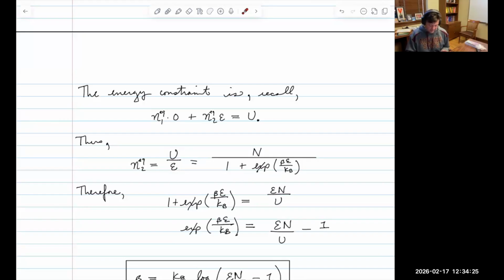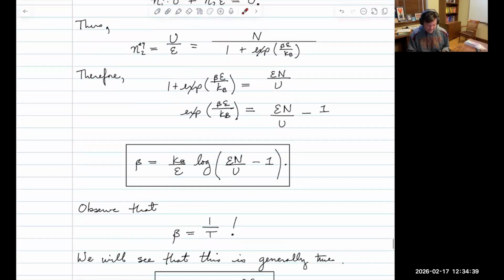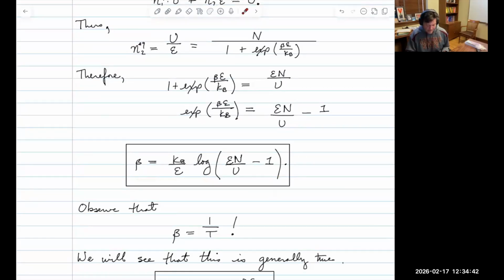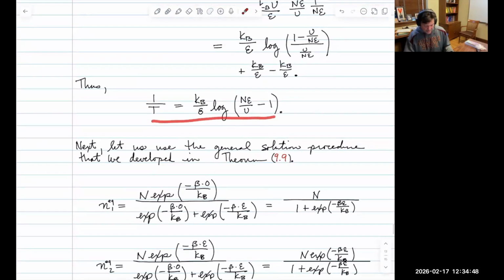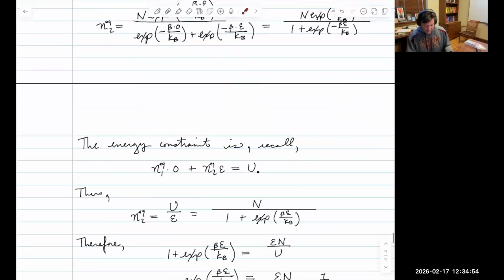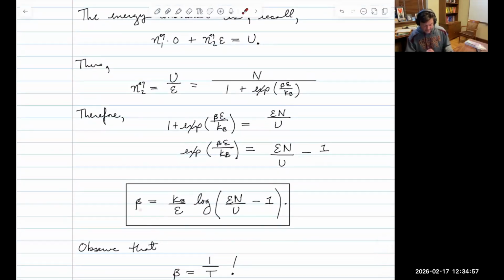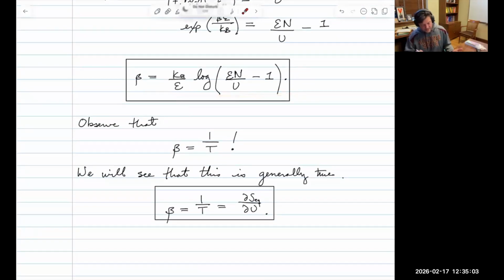So because of this energy constraint, here's the general energy constraint, we can solve for beta in this case. And if we do that, I'm going to let you check the details of this, we get this function here. So now go back up and check what we had for 1 over temperature before. That function. If I use the energy constraint and the procedure from Theorem 9.9, I can solve for beta exactly. And in this case, what I find is the exact same function. So in this case, at least, we see that beta is equal to 1 over the temperature.